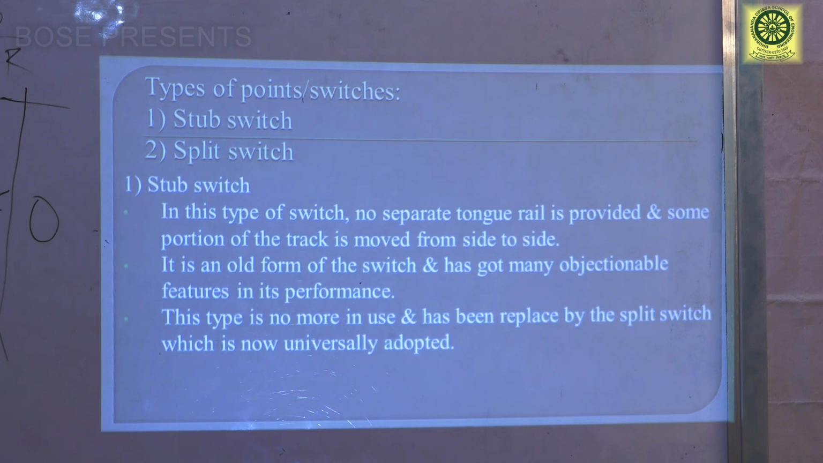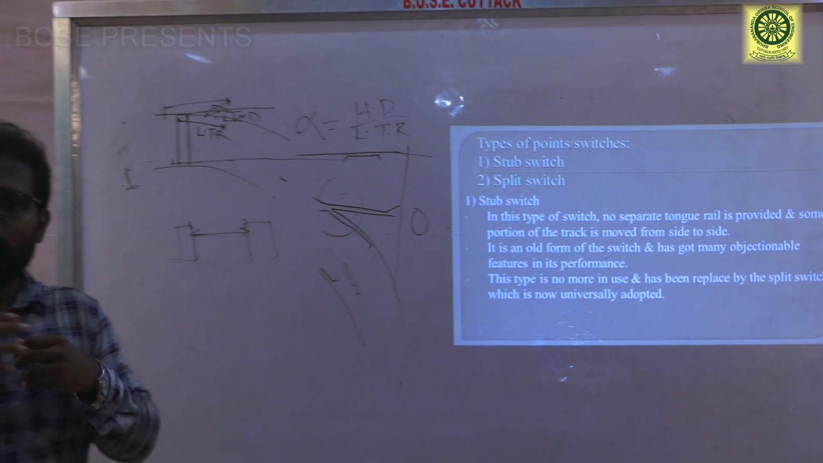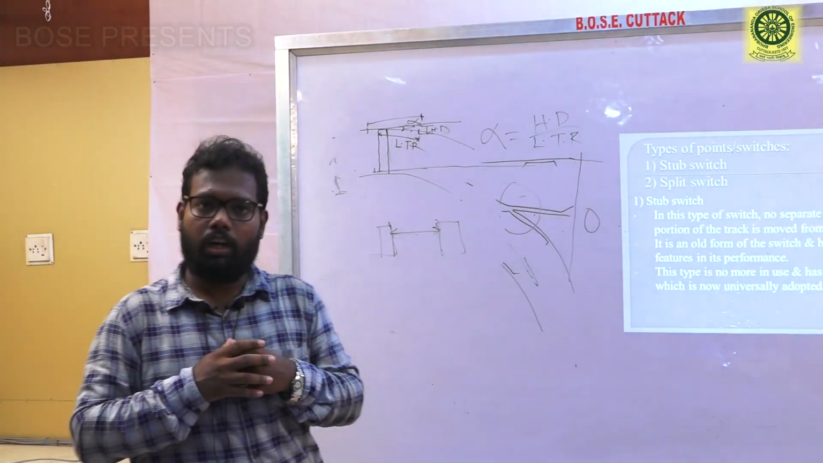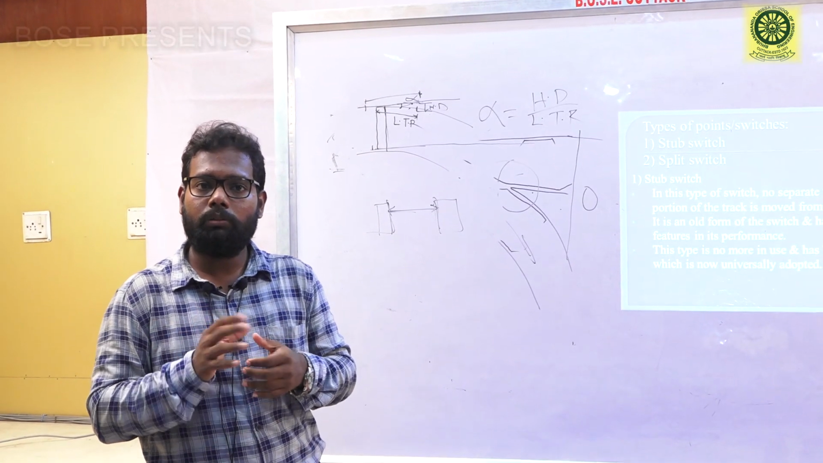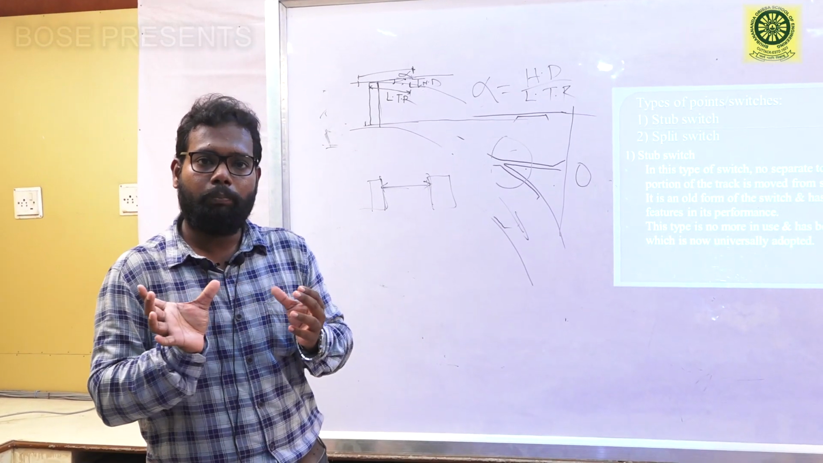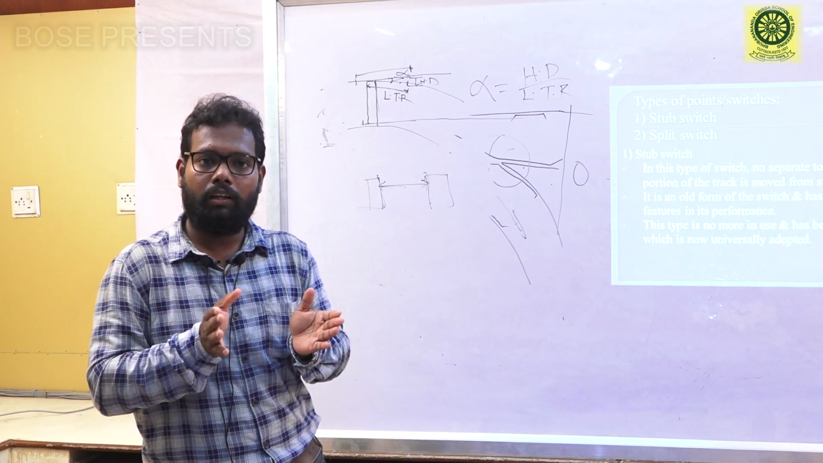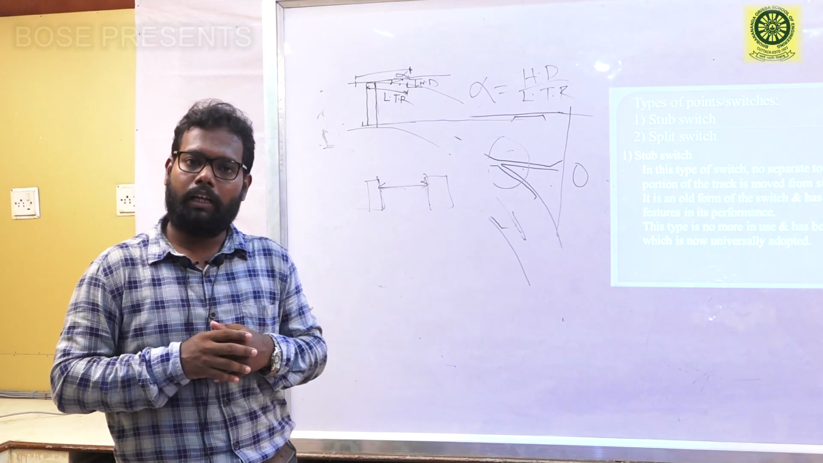So there are two types. One is stop switch, another one is split switch. So what is the difference between stop switch and split switch? In case of stop switch, there is no use of what? Tongue rail. We don't use tongue rail in stop switch. Some portion of stop rail or leading rail will move and we choose the path of train.